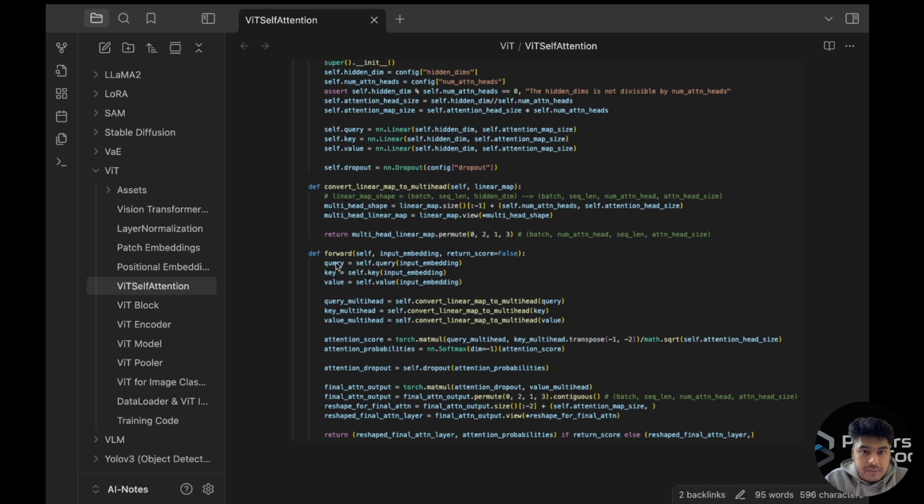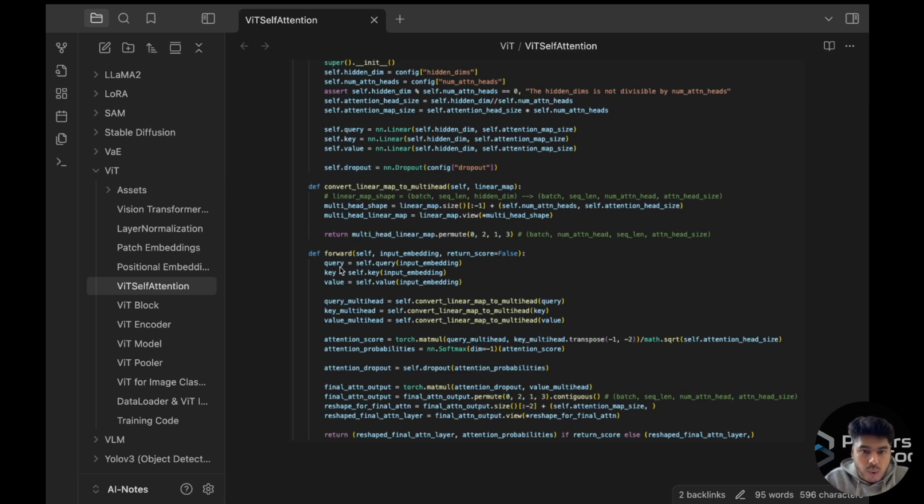Now, next part, the forward function. We get an input embedding, that's the input. Return scores is not that important for now. It's just a boolean which we have kept in case you want to visualize the scores in the end and maybe plot it or something like that.